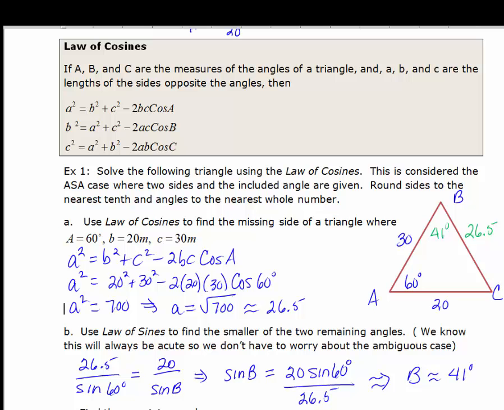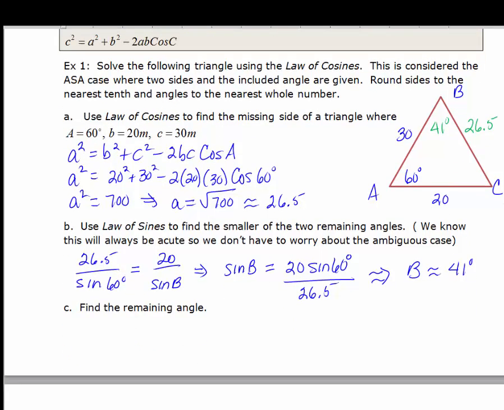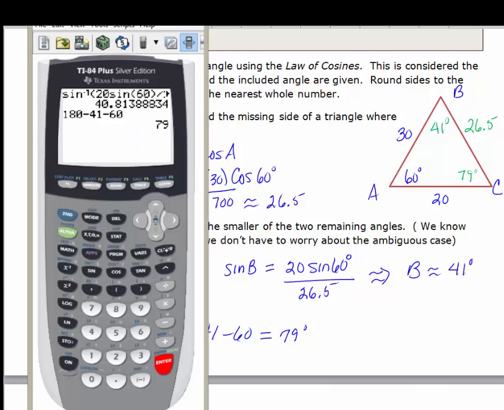And obviously the last part here is the easiest. Once you have two angles, it's very easy to find the third. So angle C is equal to 79 degrees. And we've solved the triangle. I'm going to check this on my calculator by using the law of sines ratios.